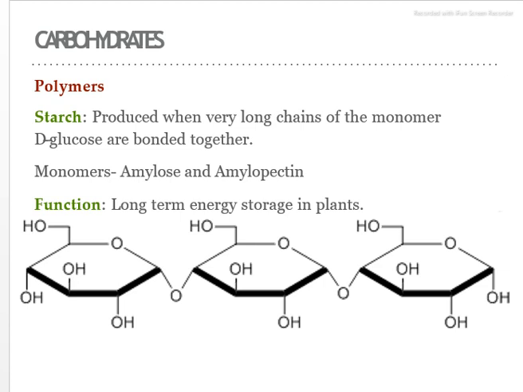So this is the structure of starch. Amylose is a linear unbranched polymer of alpha D-glucose, but amylopectin is a branched polymer of alpha D-glucose. So the linkage present in starch is the alpha 1,4 glycosidic linkage.